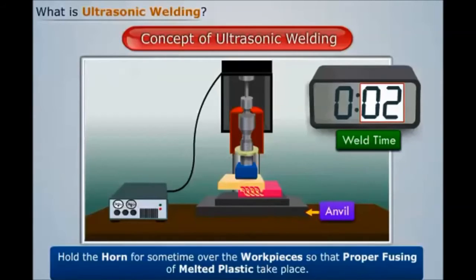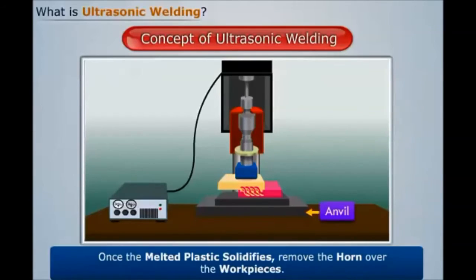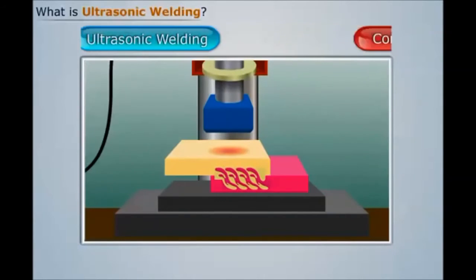Now hold the horn for some time over the workpieces so that proper fusing of melted plastic takes place. This time period is called hold time. Now once the melted plastic solidifies, remove the horn from the workpieces. Thus we get the welded workpieces as an ultrasonic weld.